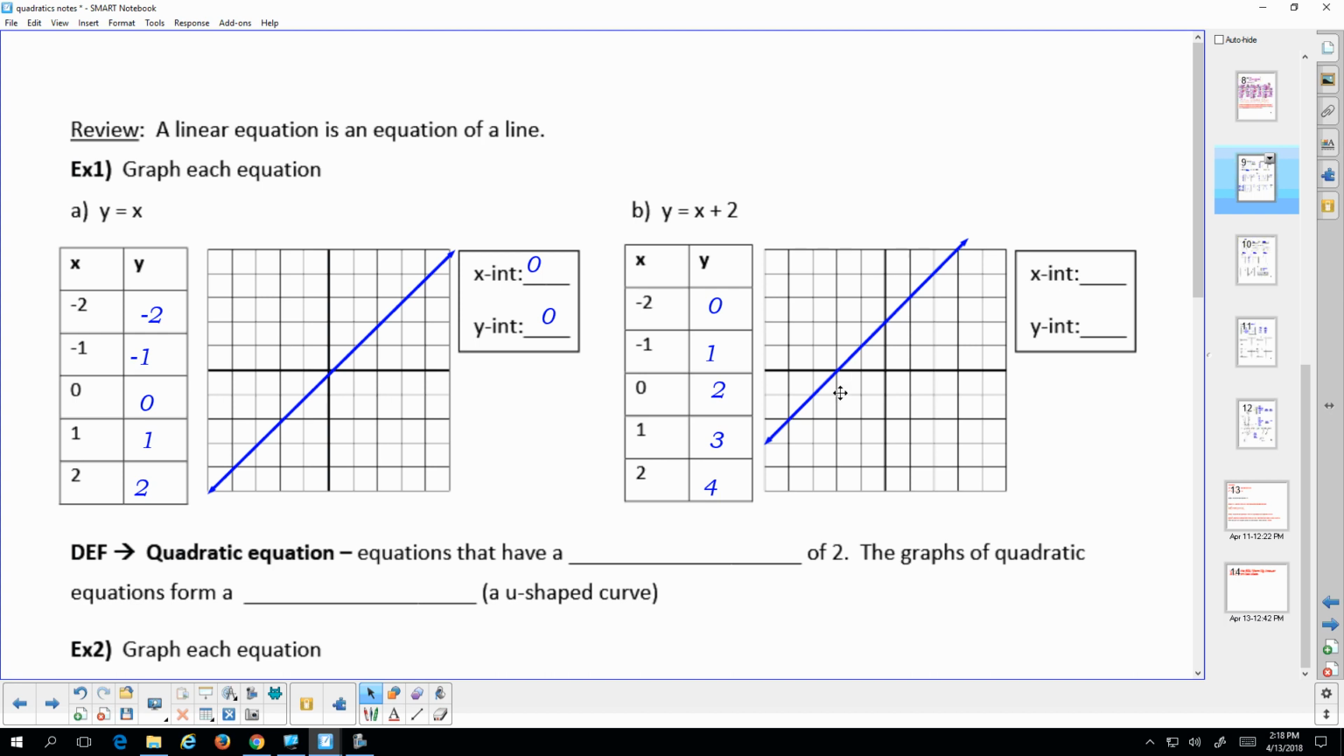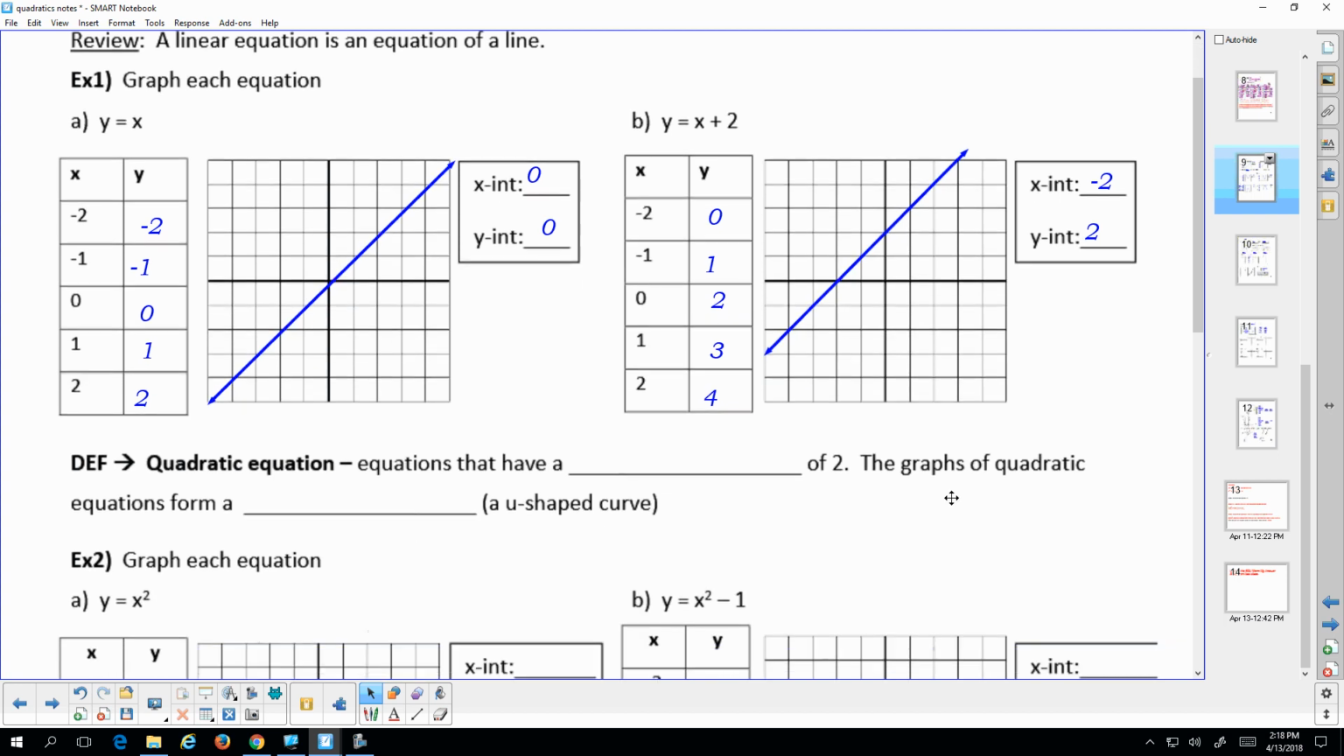Now, what's the x-intercept of this line? Where does the line cross the x-axis? Crosses right here at -2. And then where does it cross the y-axis, the y-intercept? At +2, so it's 2. That's just a coincidence. But x-intercept is where it crosses the x-axis, y-intercept is where it crosses the y-axis.